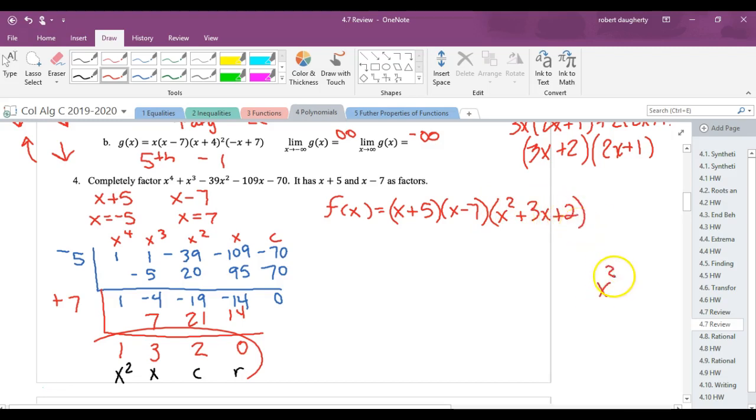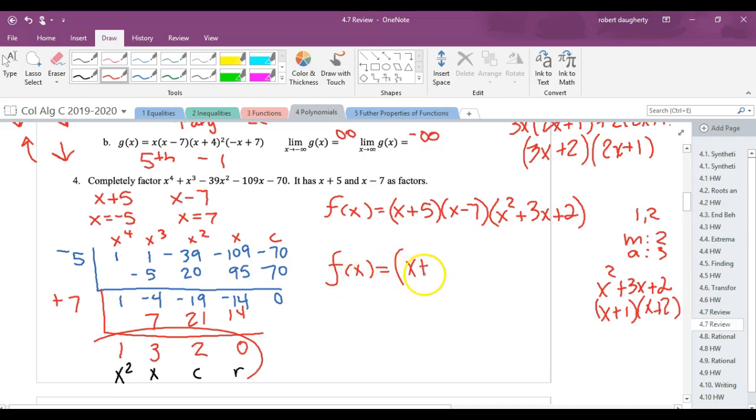Well, if you go off to the side here, x squared plus 3x plus 2 is begging for 2 numbers that multiply to 2 and add to 3. Those numbers are 1 and 2. So this is just x plus 1, x plus 2. So your final answer, f of x equals x plus 5, x minus 7, x plus 1, x plus 2.